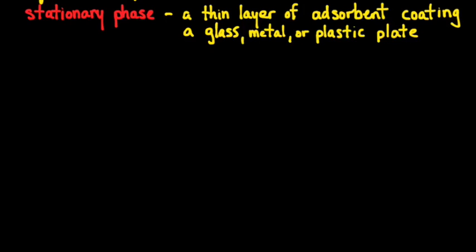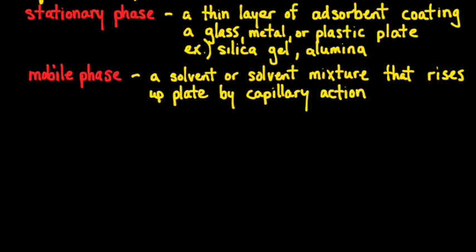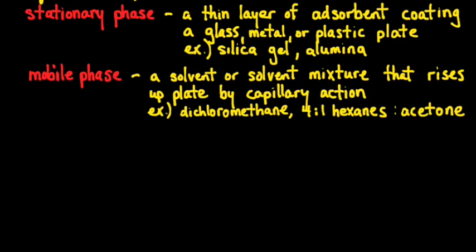As I mentioned, TLC is a separation technique, but more specifically, it is a liquid-solid partition, where an equilibrium exists between a liquid and solid phase. The stationary or solid phase is a thin layer of adsorbent that coats a glass, metal, or plastic plate. This is normally silica gel or alumina. The mobile or liquid phase is a solvent or solvent mixture that rises up the plate by capillary action. Examples of this would be a solvent like dichloromethane, or a mixture like 4:1 hexanes acetone.